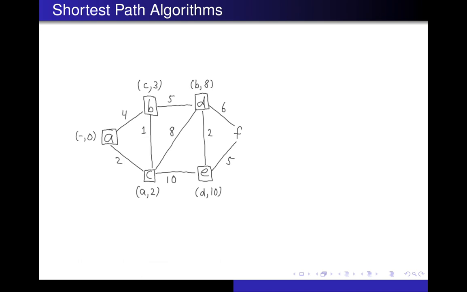And then we have one more to do. We have F. If we get there from E, we have 10 plus 5, which is 15. If we get there from D, we have 8 plus 6, which is 14. 14 is the smallest of those distances. We get a distance of 14, and we know we get there from D.